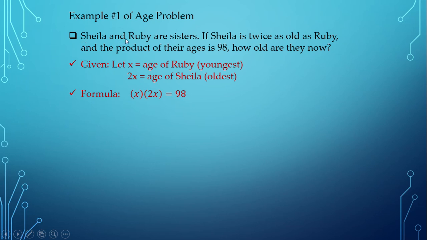First statement, no? Sheila and Ruby are sisters. Then if Sheila is twice as old as Ruby and the product of their ages is 98, how old are they now? So ang kaning nga equation nga x times 2x is equal to 98 gikan sa statement nga the product of their ages is 98. So gi-multiply ang edad ni Ruby, which is x, times edad ni Sheila, which is 2x. The result is 98.